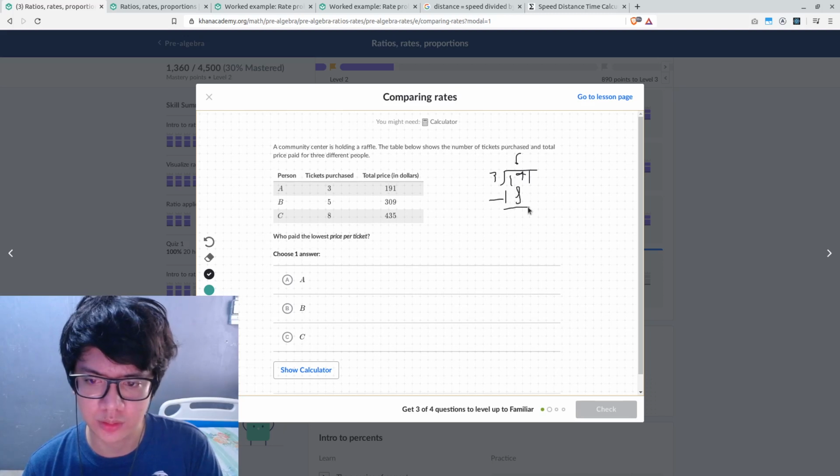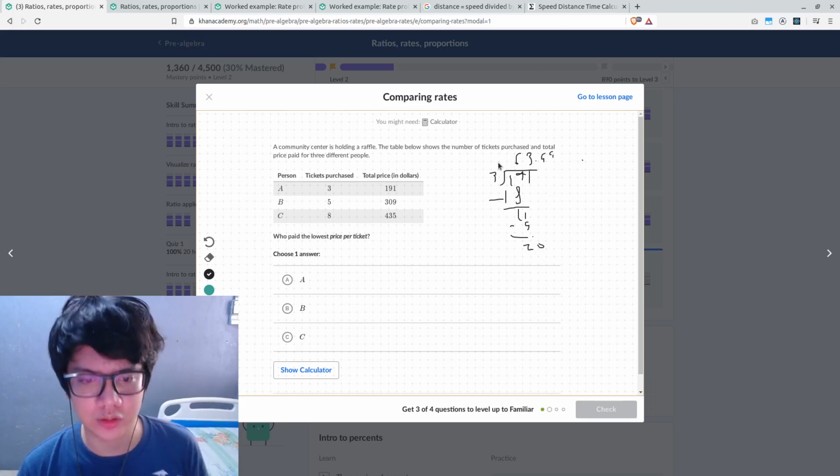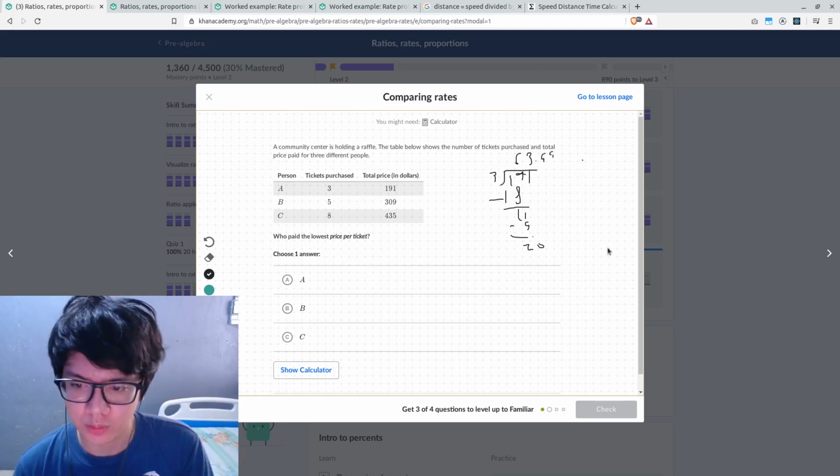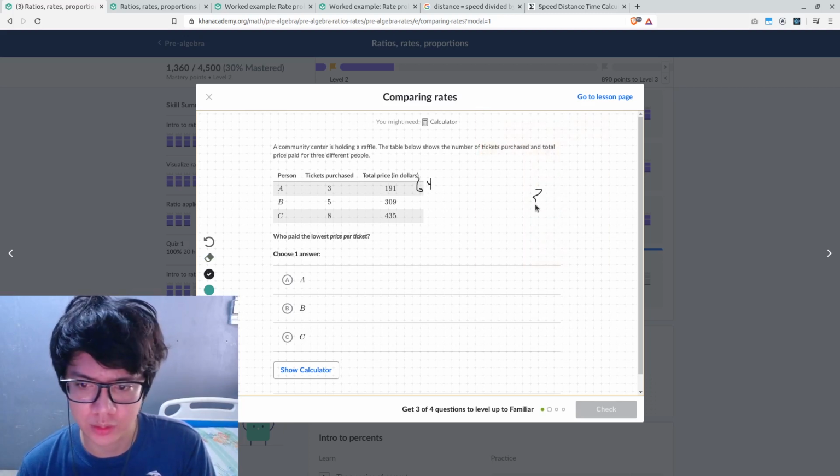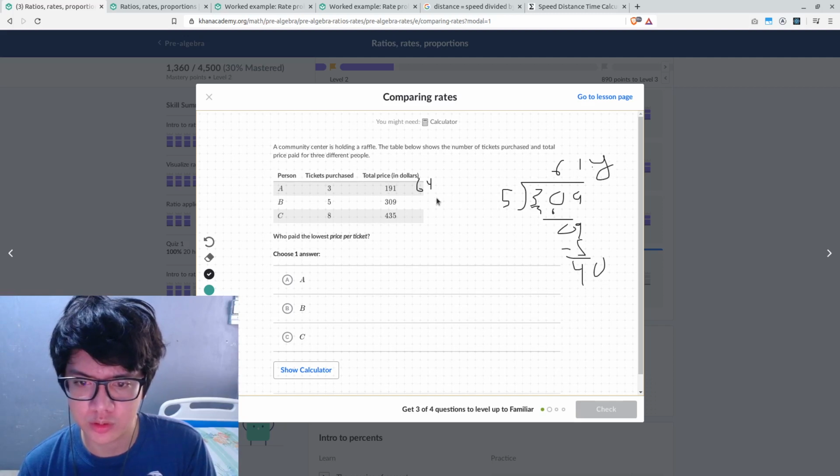Oh shit. 63 or 64, I'd say. So we have the other one, 64. Who paid the lowest? Who paid the lowest? 9 divided by 5. Let's see. 9, 1, 5, 4, 61.8.